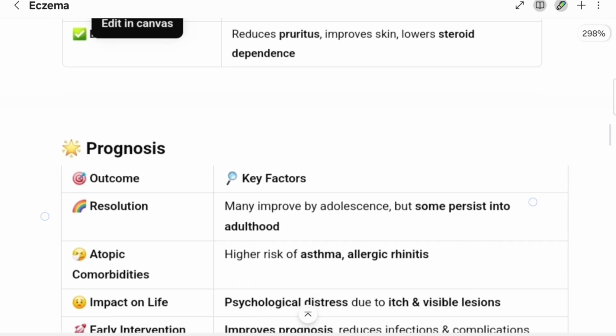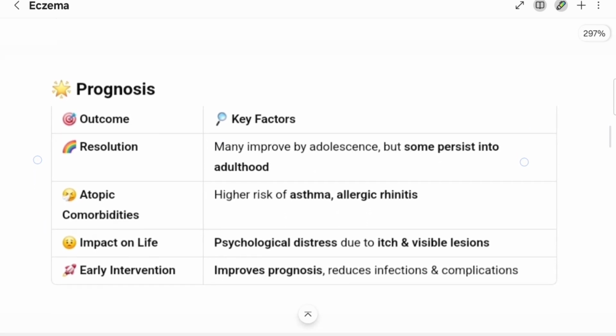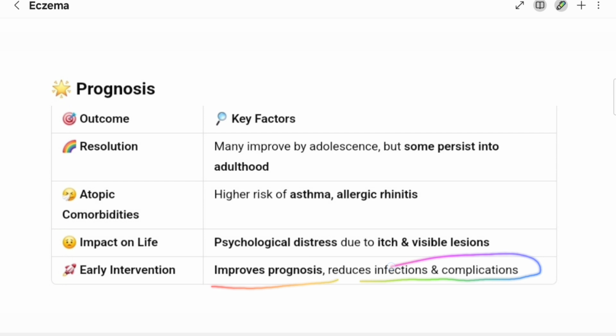And now what about the prognosis? Resolution may improve by adolescence, but some persist into adulthood. Atopic comorbidities like higher risk of asthma and allergic rhinitis. Impact on life, psychological distress due to itch and visible lesions. Early intervention improves prognosis, reduces infections and complications.